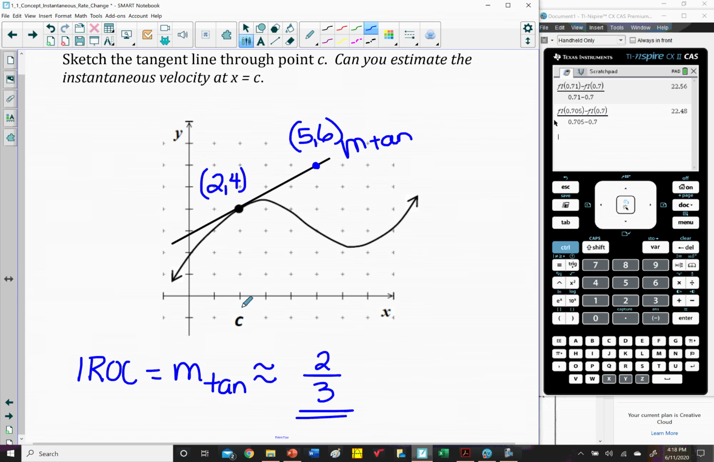Again, because I can't find a slope at (2, 4), since I'm going from 4 to 4 and from 2 to 2, that gives me 0 over 0. That's not allowed.